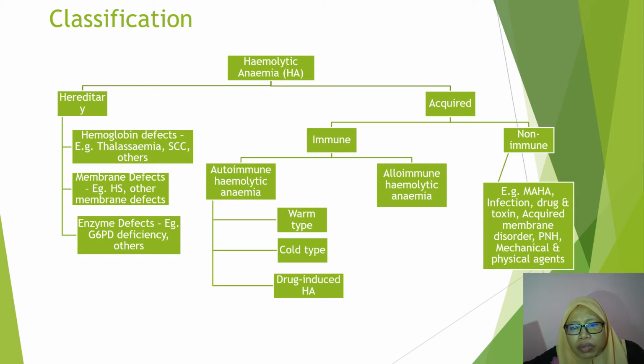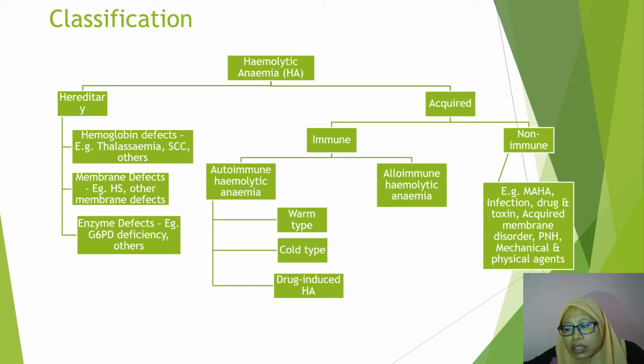The other one is the membrane defects. So there are some defects in the lipid bilayer of our red blood cells that cause our red blood cells to be abnormal, and they are destroyed before the red blood cells reach 120 days. This condition can be seen in hereditary spherocytosis, elliptocytosis, and xerocytosis, to name a few.